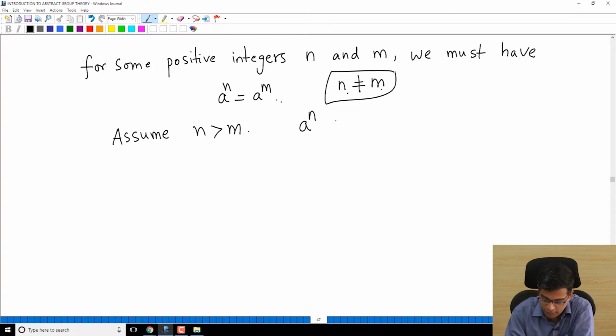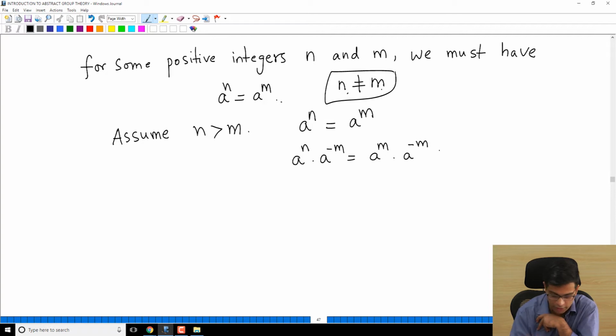So, we have a^n equals a^m. Let us multiply this with a^(-m). Okay. Now, again, what is a^(-m)?